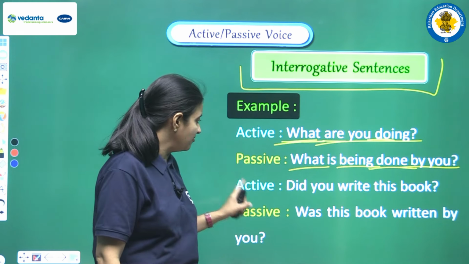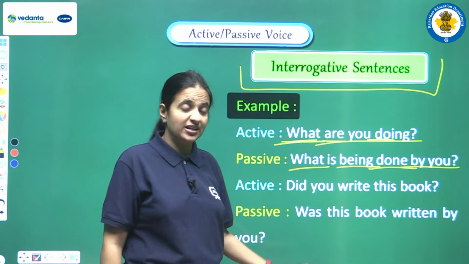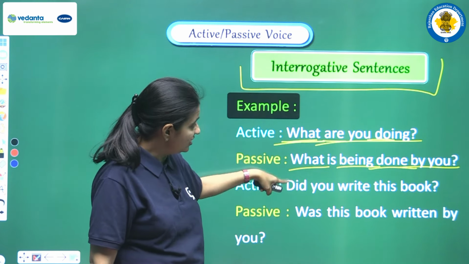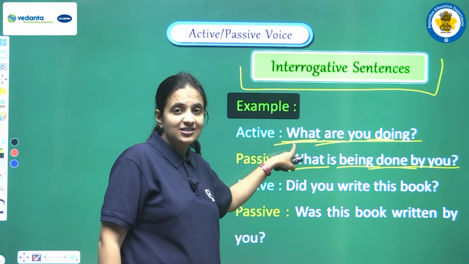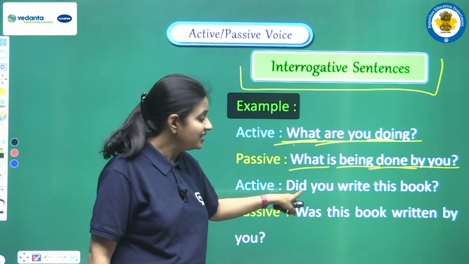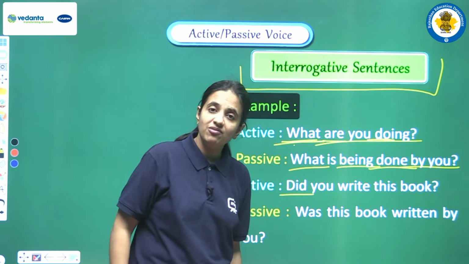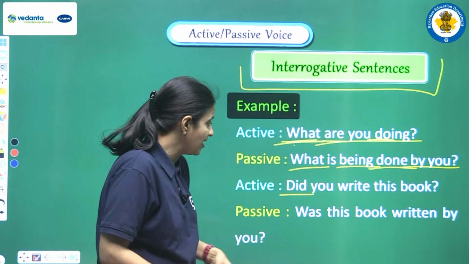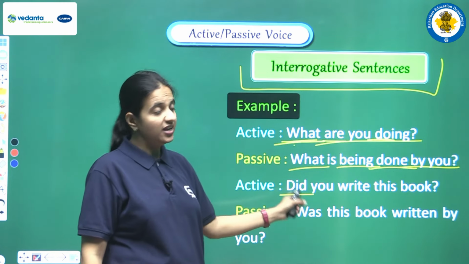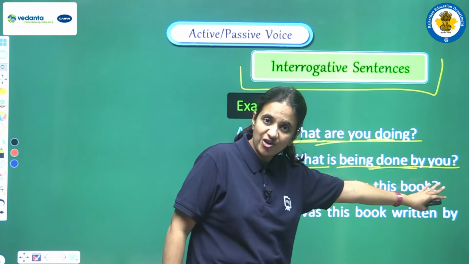Next example we are having, did you write this book? So this is also an interrogative sentence, but what is the difference between these two sentences? In the previous sentence we were having one WH word, right? But in this sentence we are having no WH word, but we are having one helping verb, or we can say one auxiliary, that is did. Okay, so this sentence is did you write this book, but yes, this is also an interrogative sentence.